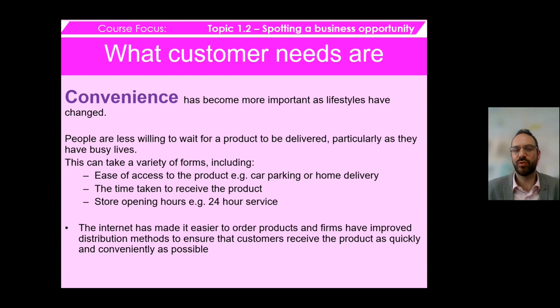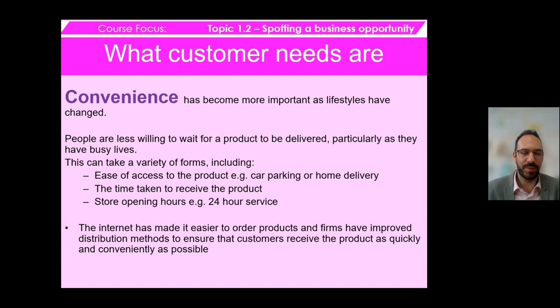Convenience. This has become a lot more important as lifestyles have changed. People are less willing to wait for a product to be delivered, particularly as they have busy lives. Back when I used to order things online when I was about 18 or 19, so not that long ago, it was quite normal to expect things to take a while because they would come from a really foreign country. They'd probably come via boat to Australia, and it would generally take 4 to 6 weeks. Now we have these expectations. We want things instantaneously because that's what a lot of competitors are doing. So now to stay competitive in business, things have to be fast.